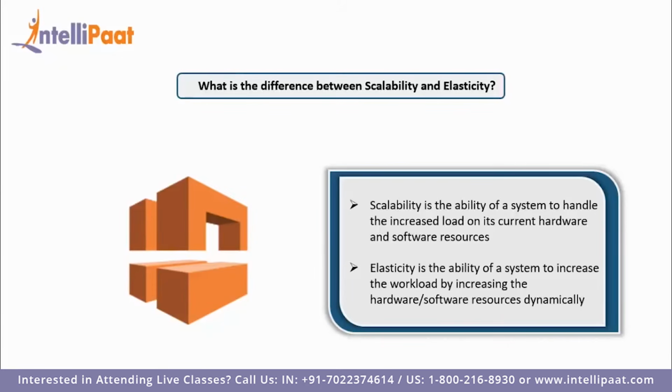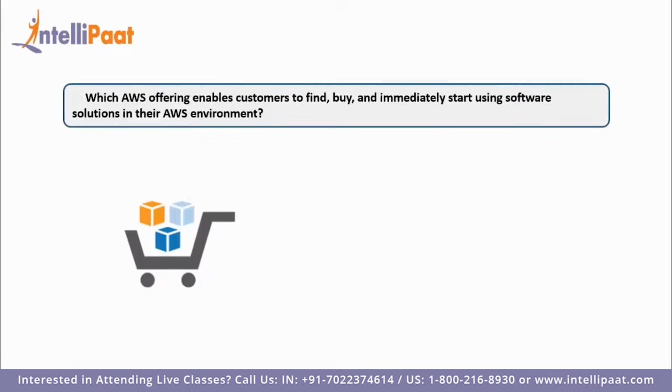On the other hand, scalability is basically termed as the change of the specification of the machine. That is, you're not increasing the number of machines, you're just increasing the specs of the machine, for example the RAM, the memory, the hard disk, etc. And this is the basic difference between scalability and elasticity.